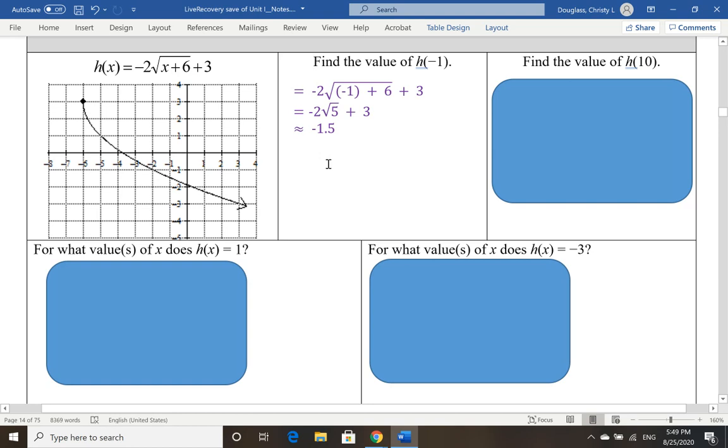Let's see if that matches our graph. When x is negative 1, my y value is somewhere between negative 1 and negative 2. So this negative 1.5 is a nice approximation.